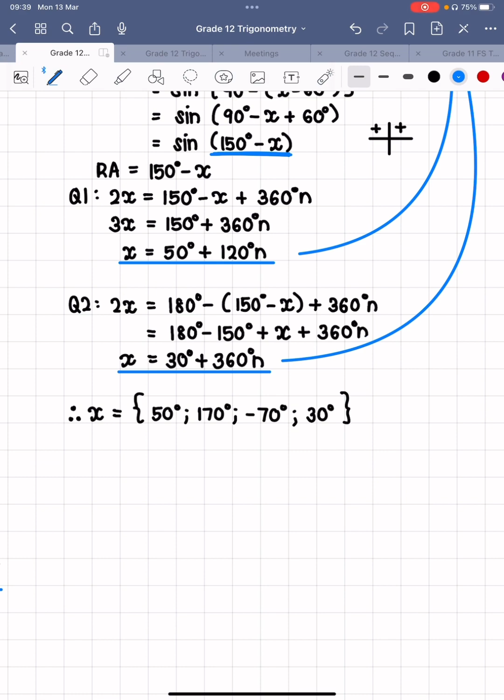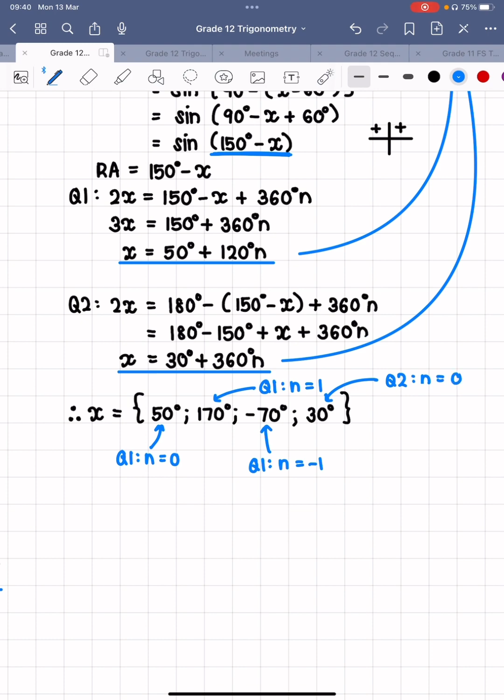So this one was from the quadrant 1 solution when n was 0. The second one was the quadrant 1 solution when n was 1. And the third one was when n was negative 1, right? And then I only got 1 from my quadrant 2 solution. So this was when n was equal to 0.